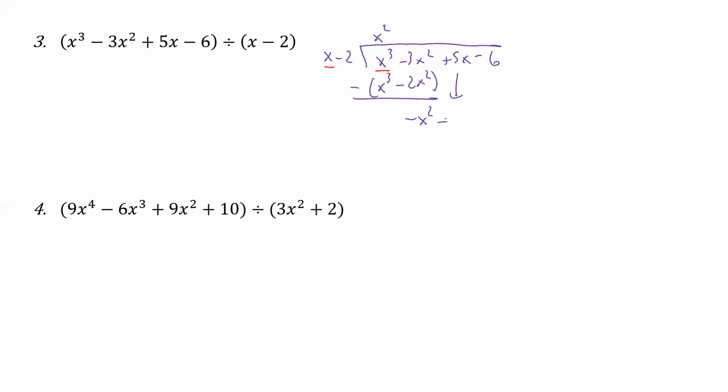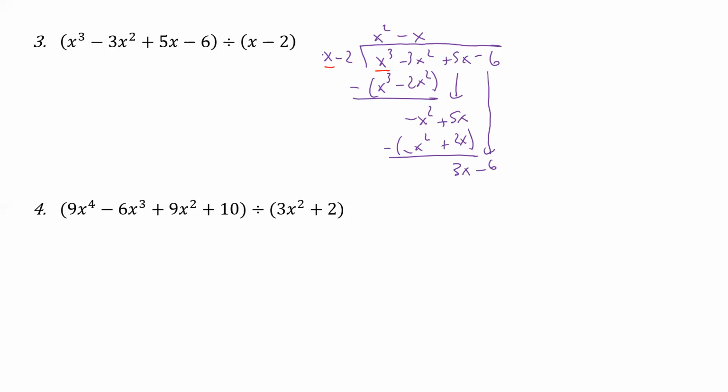We bring down 5x. Now, x and negative x squared, well, that's going to be a negative x. And so that gives us negative x squared, and then plus 2x. Now we subtract that whole thing. Minus, plus, those cancel. We have 5 minus 2. That's going to give us 3x. Now we got to bring down that negative 6.